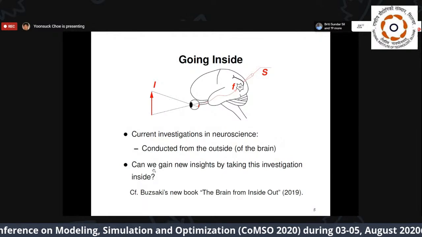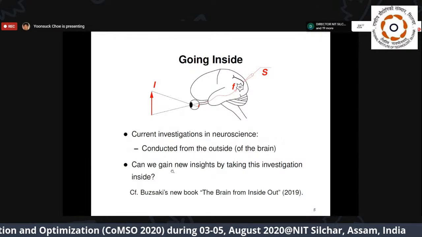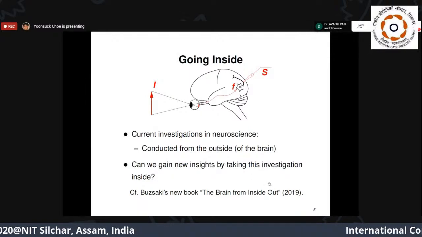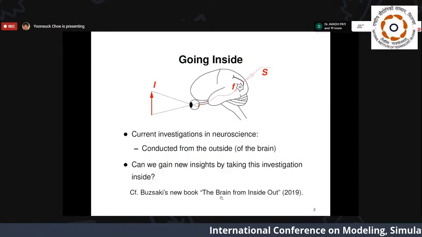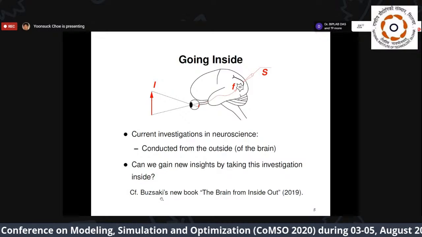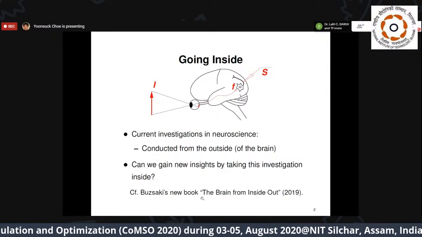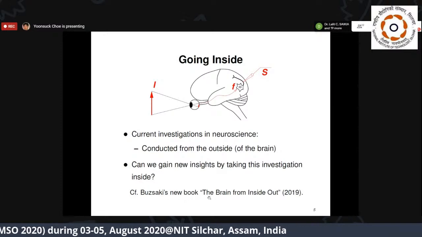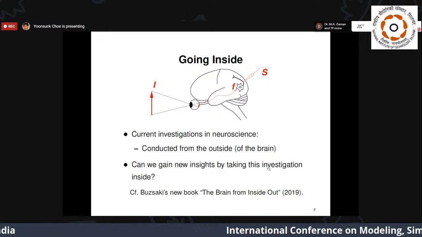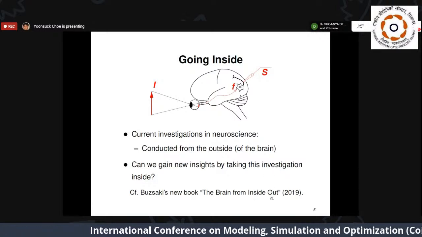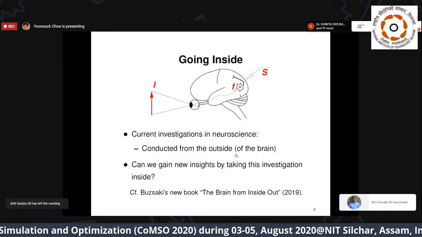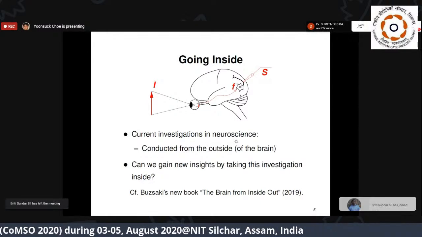But the question that we had is, can we gain new insights by taking this investigation inside of the brain? Recently there has been a lot of interest in this kind of approach. For example, Gyorgy Buzsaki is a professor at NYU. He just published a new book called The Brain from Inside Out. So what happens when we take this kind of investigation inside the brain and try to address the limitations of the traditional approach?